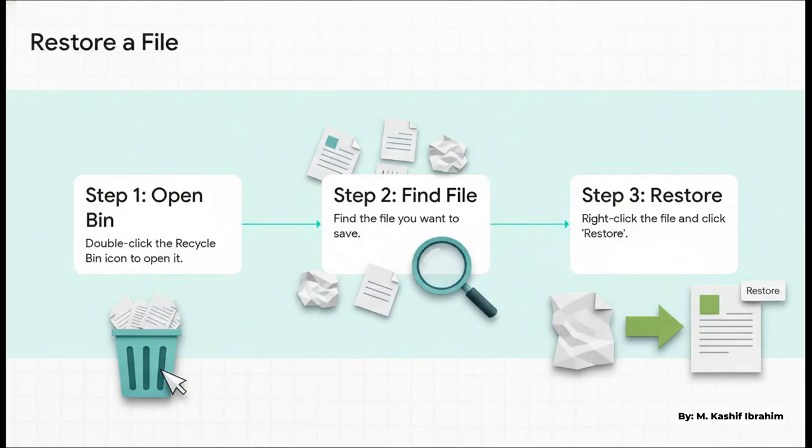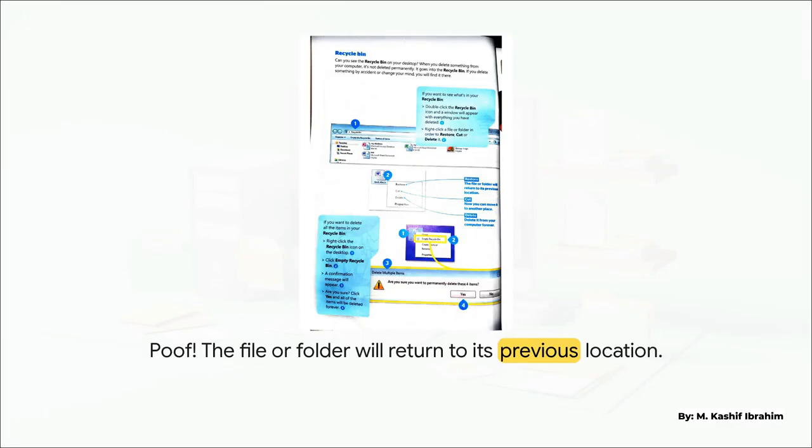And rescuing your file is another super simple 3-step spell. First, you double-click to open up the recycle bin. Second, you find that precious file you thought was gone forever. And third, you just right-click on it and click Restore. And poof! Just like that, the file is magically restored. It just zips right out of the recycle bin and pops back into the exact same folder it was in before you deleted it. Phew, what a relief, right?